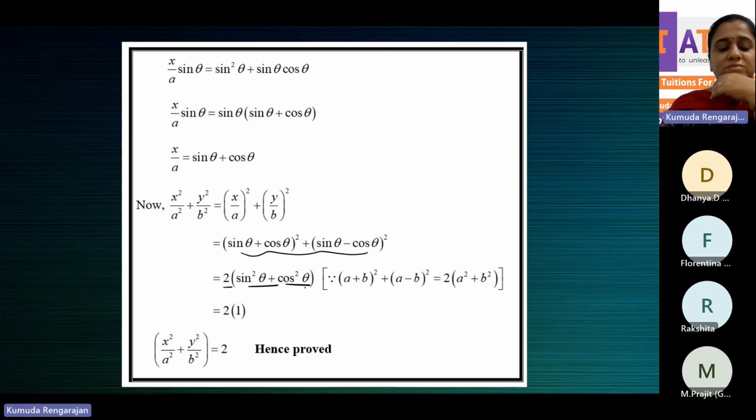So 2 of a square plus b square, and this one is 1. Sin square theta plus cos square theta is 1. So we proved that it's equal to 2.